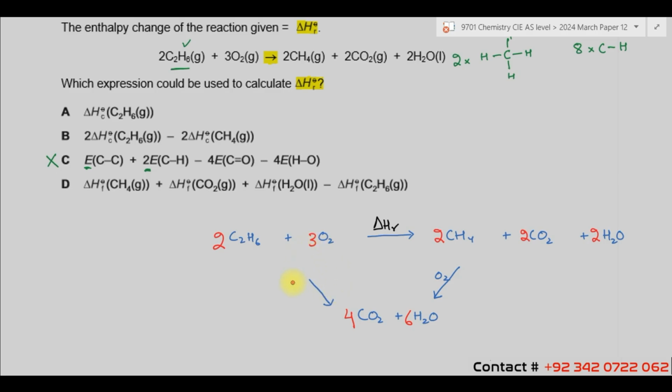So let's do this. We have C2H6, it combusts in oxygen. So this will be enthalpy change of combustion of C2H6. As there are 2 moles, so we can multiply this with 2. On this side, we have 2 moles of CH4, which form this product. So enthalpy change of combustion of CH4 into 2.